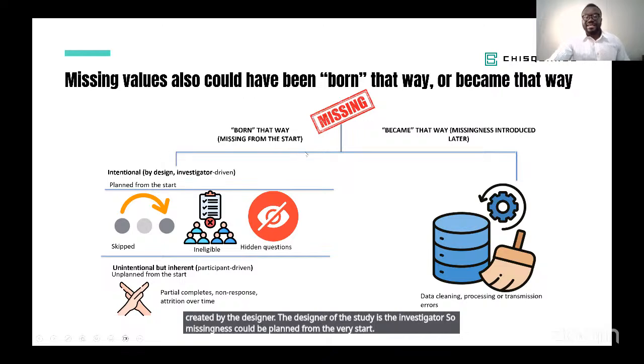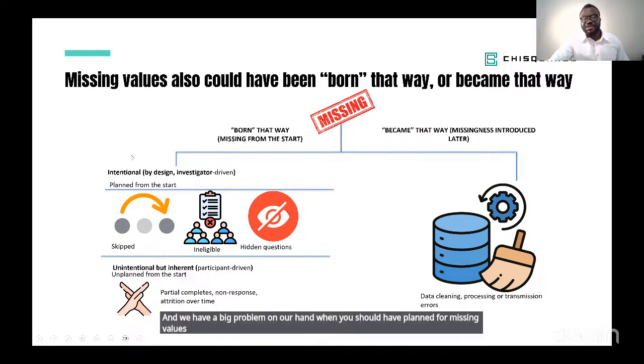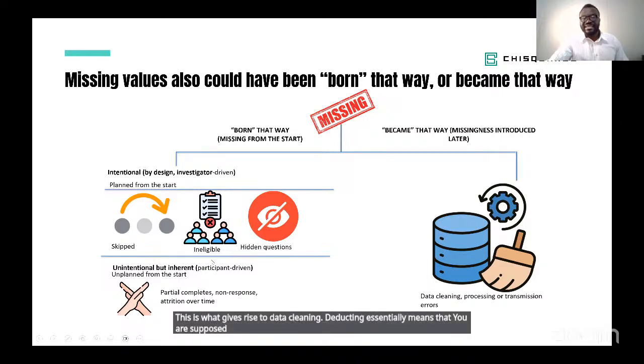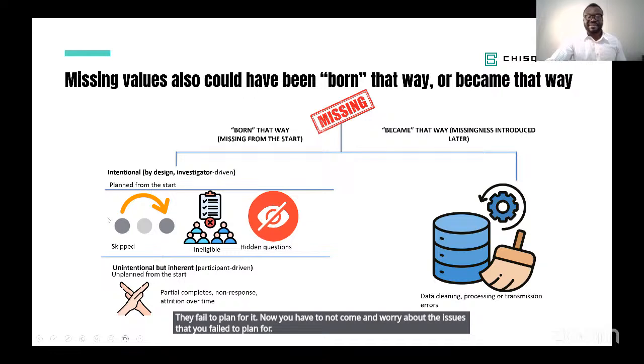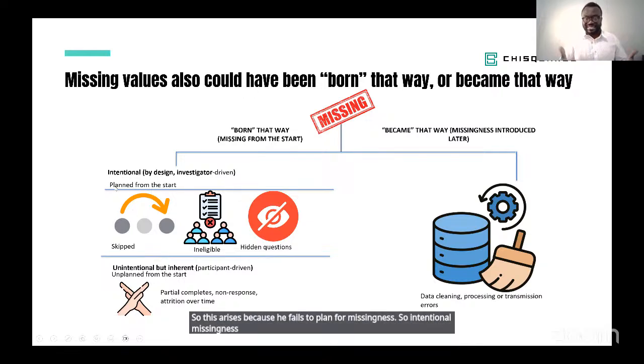And we have a big problem on our hands when you should have planned for missing values, but you don't plan for it. This is what gives rise to data cleaning. Data cleaning essentially means that you were supposed to plan for intentional missingness, but you failed to plan for it. Now you have to come and worry about the issues that you failed to plan for. So intentional missingness is by design. We want it.